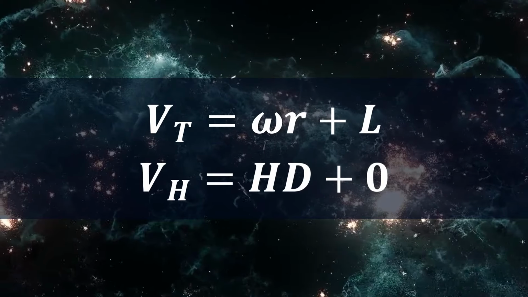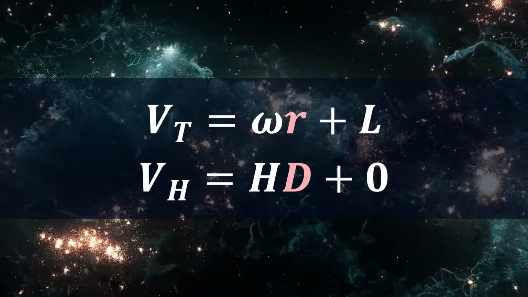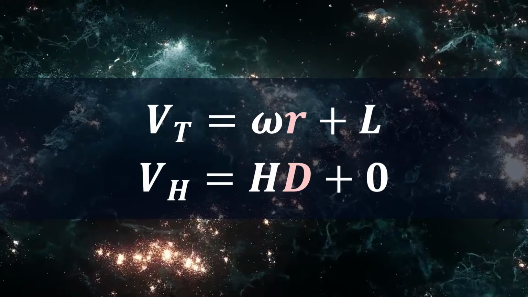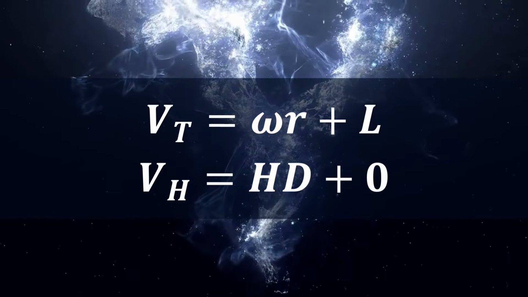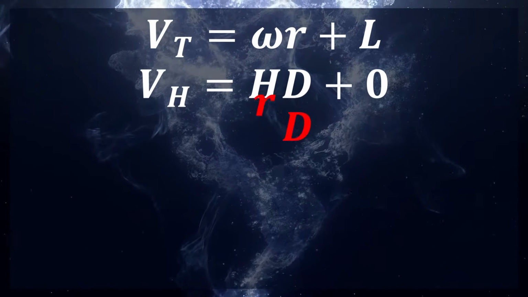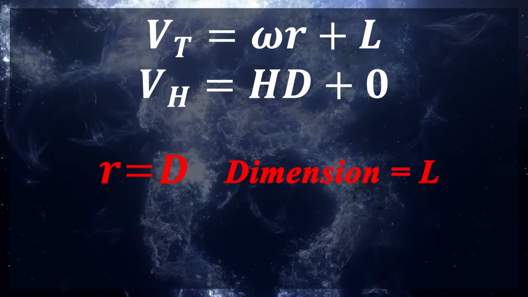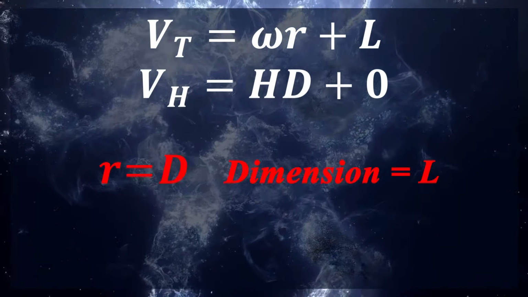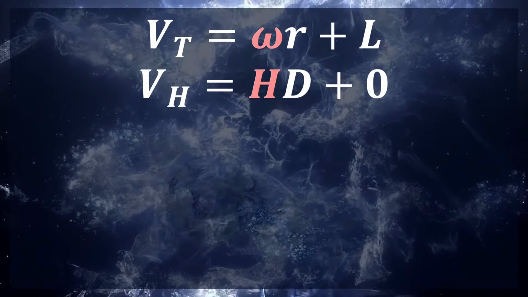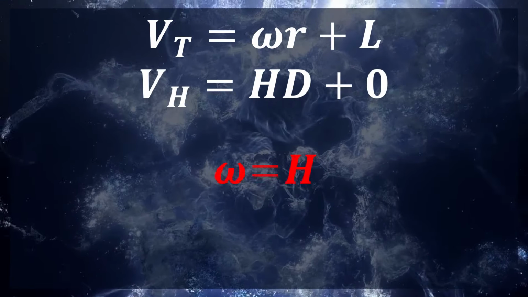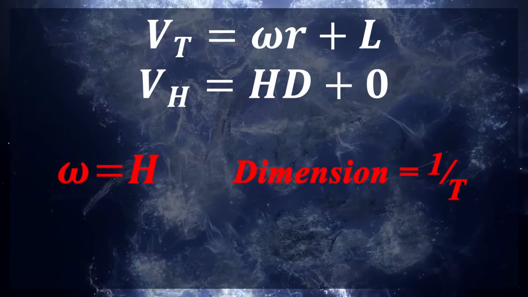Comparing the above two formulas, it is clear that the dimension of D is equal to the dimension of R, and the dimension of H is equal to the dimension of omega. In fact, we can say that D is the same R that has the length dimension, and H is the same omega, and both have the time inverse dimension.